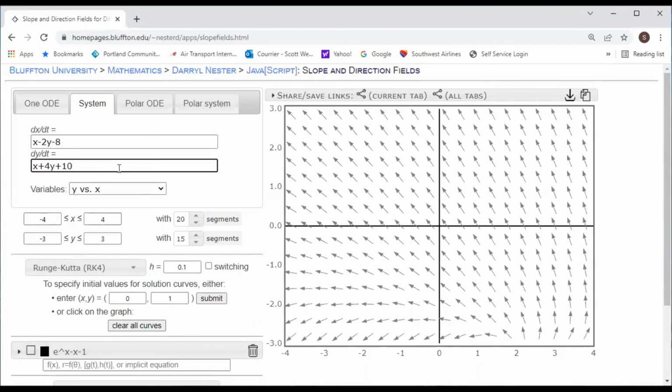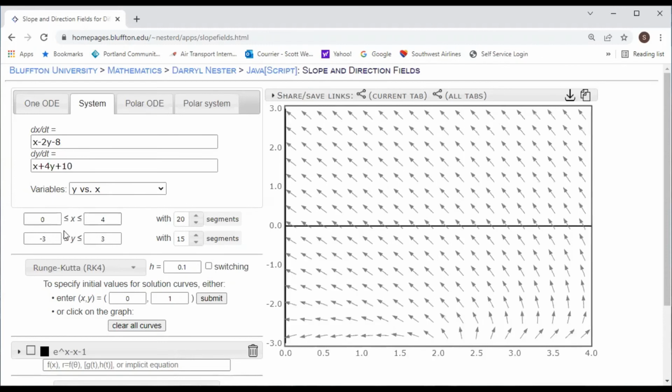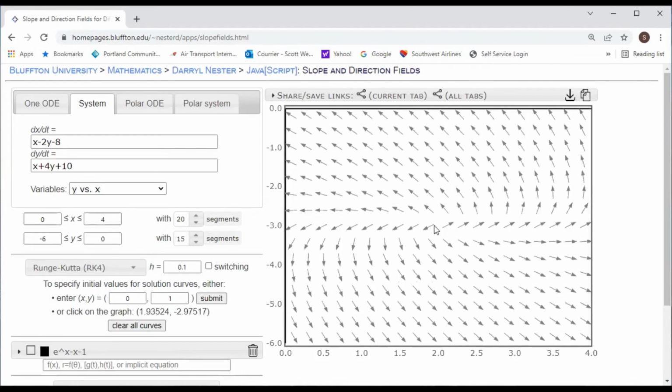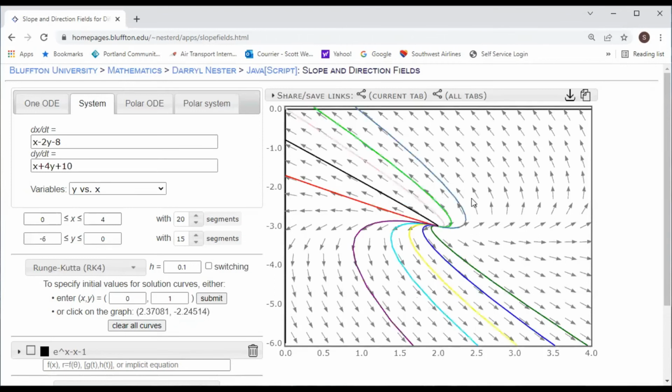And if you will recall our findings for example A, we found that there was an equilibrium at 2, -3, and that it was a source. So okay, need to zoom out a little bit. I don't need all these negative x values. And so go to here, and I want more negative y values. Let's go -6 to 0. Okay. So 2, -3. Do we have a source here? So it would seem.